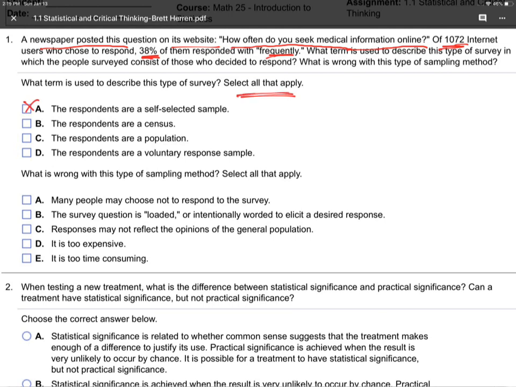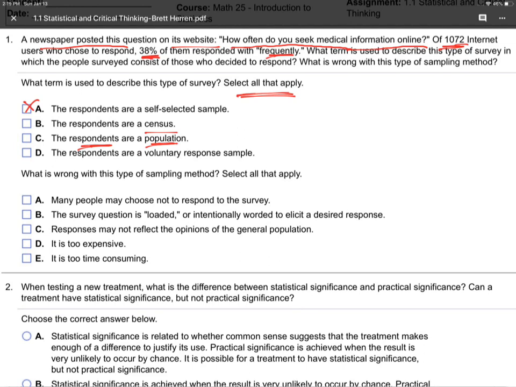There's more than that. How about the next one? The respondents are a census. Are the respondents a census? What's a census? That's everybody. Remember, when they take the U.S. Census, that means everybody in the United States. So no, this isn't everybody. This isn't everybody in the world. They're a population? No, that's not. Remember, population means everybody. The respondents are not a population. The population is everybody that saw that question on the internet. Not everybody responded, right? So the population didn't respond.